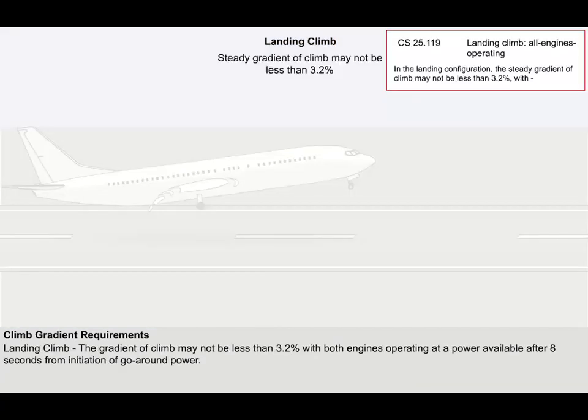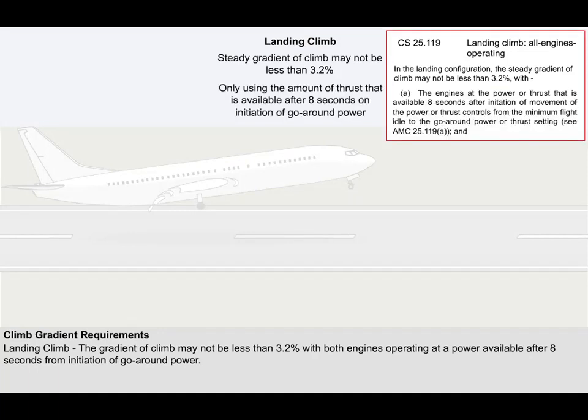of a landing. The regulations state that the steady gradient of climb may not be less than 3.2% with both engines operating, but only using the amount of thrust that is available after 8 seconds on initiation of go-around power. The speed used in the climb cannot be less than 1.23 VSRO and a speed not less than VMCL.